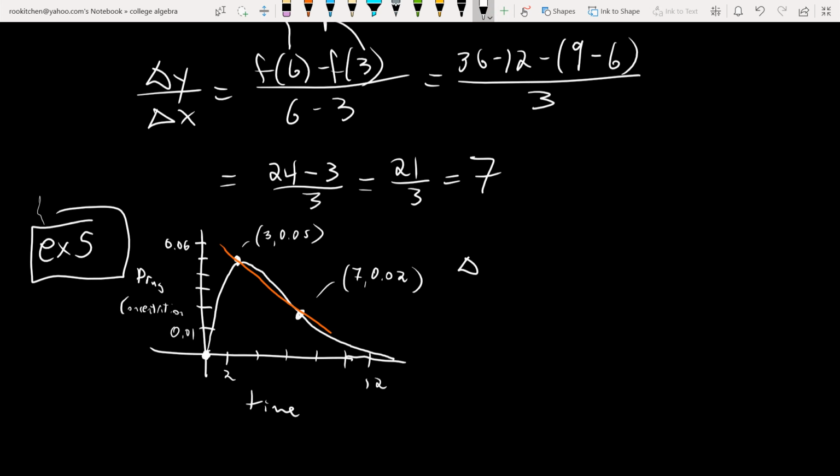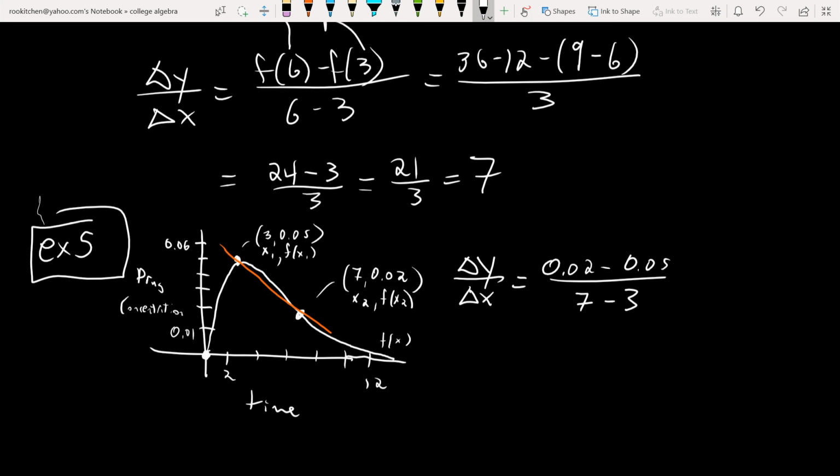Let's find it. It's change in y all over change in x. So f of x, this function is literally f of x. This first coordinate at the peak, we think of that as x1 comma f of x1. And then this guy is x2 comma f of x2, the lower point. So f of x2 is 0.02, f of x1 is 0.05, all over x2, which is 7, minus x1, which is 3.